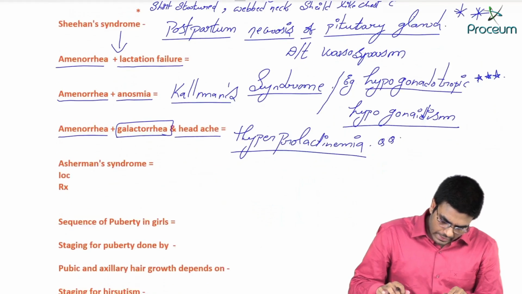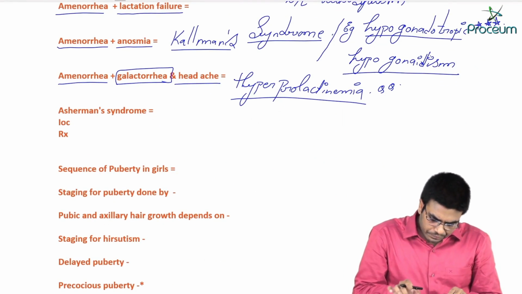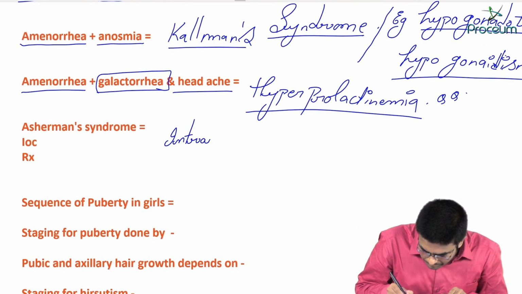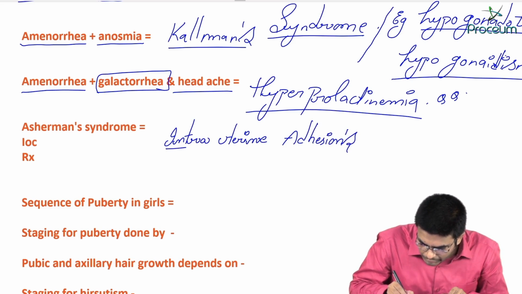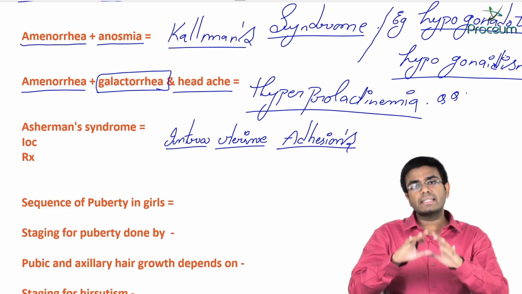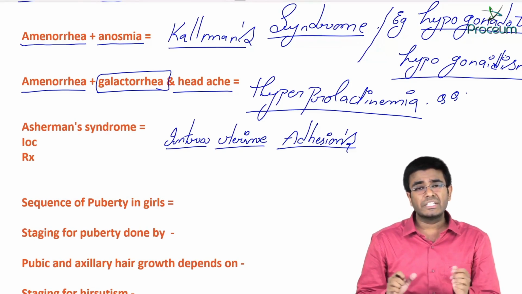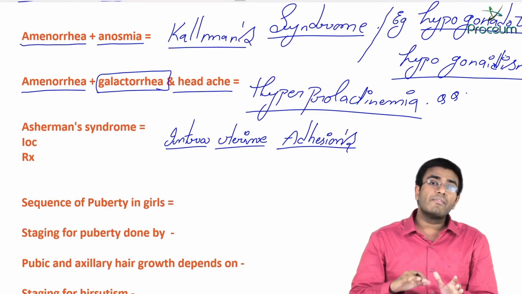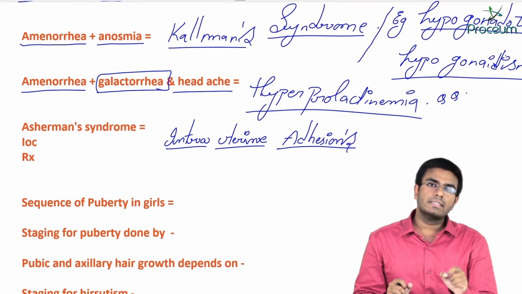Now, let's talk about Asherman syndrome. Guys, what exactly is Asherman syndrome? Asherman syndrome is intrauterine adhesions or intrauterine synechiae. Usually inside the uterine cavity there shouldn't be any abnormal fibrous adhesions. But if you have too much abnormal fibrous intrauterine adhesions, this condition is known as Asherman syndrome.